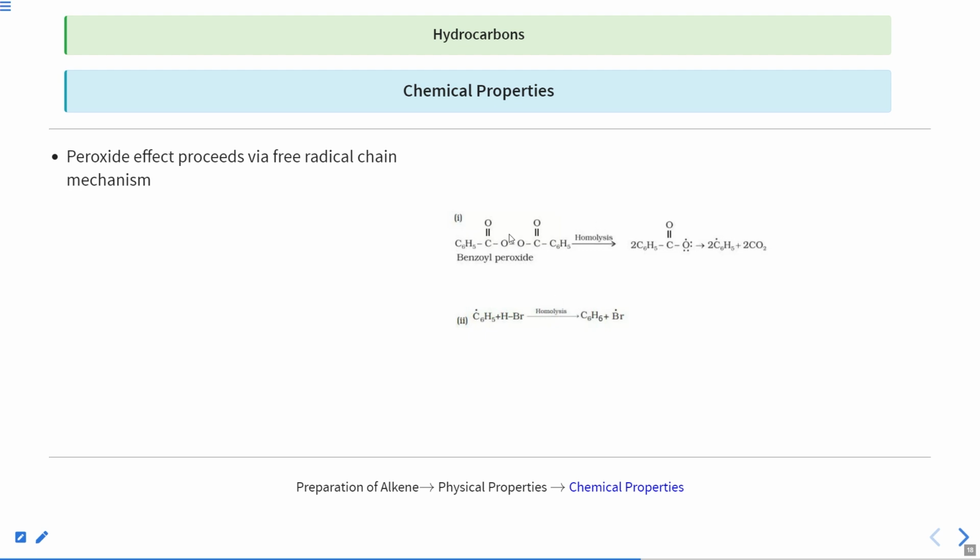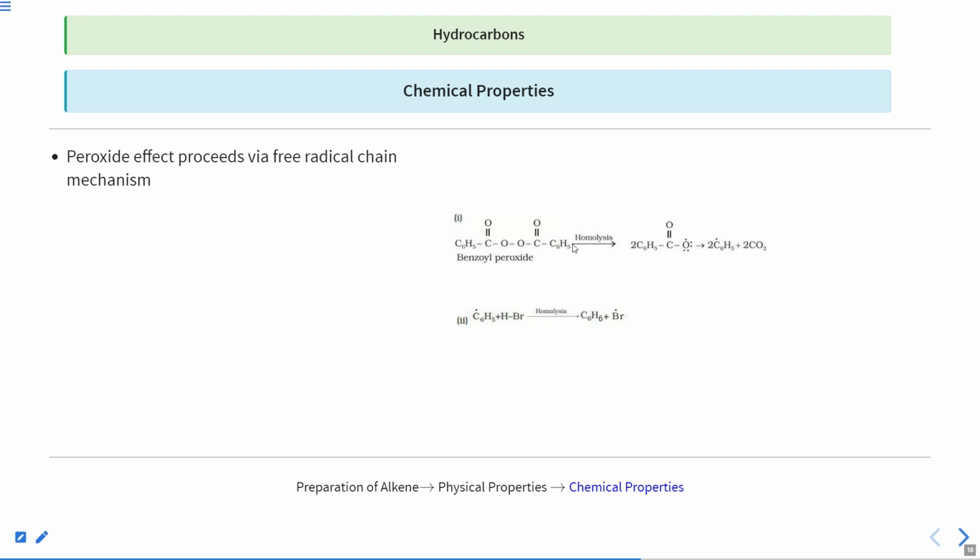Here is a peroxide bond, and the reason behind this formation of radical is that this oxygen single bond is very weak. This peroxide bond is very weak, and when we treat it with heat, it gets homolytically cleaved. So one electron goes here, the other electron goes on this oxygen. So this will create 2 moles of this radical, and this will further decompose. It will release 2 moles of CO2 and 2 moles of phenyl radical. Is this first step clear to you?